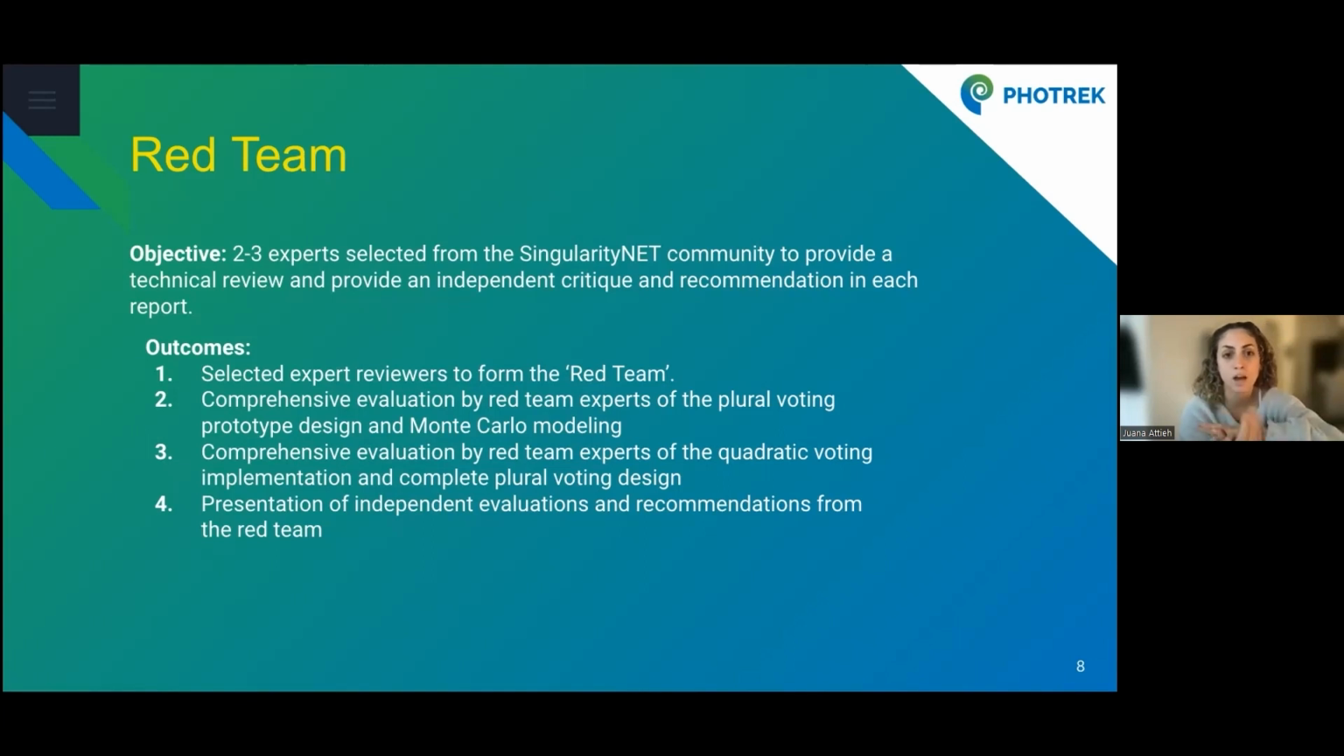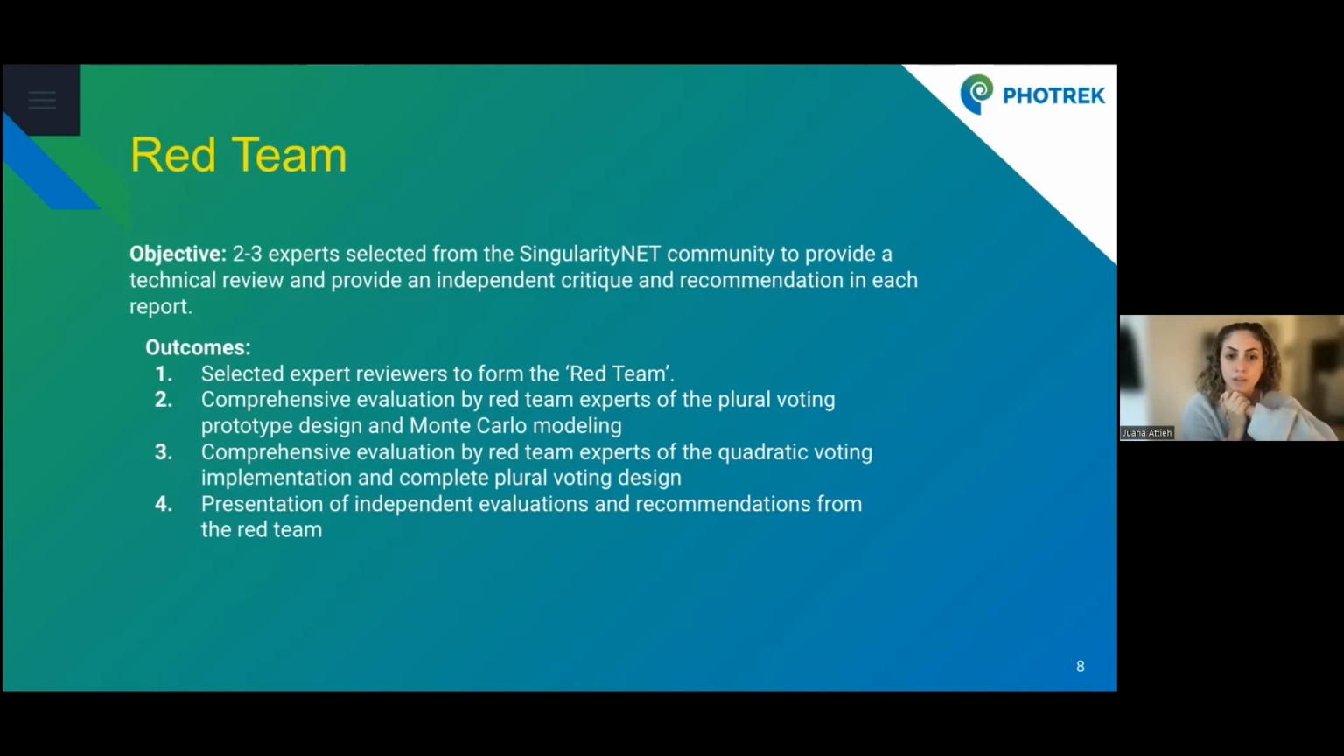So from that, the first milestone will have some selected experts to review, and they'll be forming the red team. And then for every milestone, they would have a comprehensive evaluation done by the red team on our output. So for milestone 1, it would be our milestone 2 outputs, it would be the plural voting prototype design that's going to be done, and then just the Monte Carlo modeling.